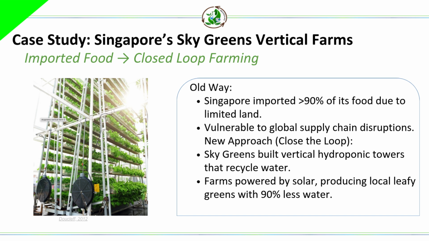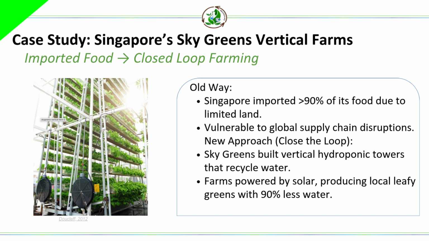Now let's look at a case study from Singapore and how closed-loop farming changed their food system. The old way. Singapore used to import over 90% of its food because the country has very limited land. This made them vulnerable to global supply chain disruptions, like shipping delays or price spikes.